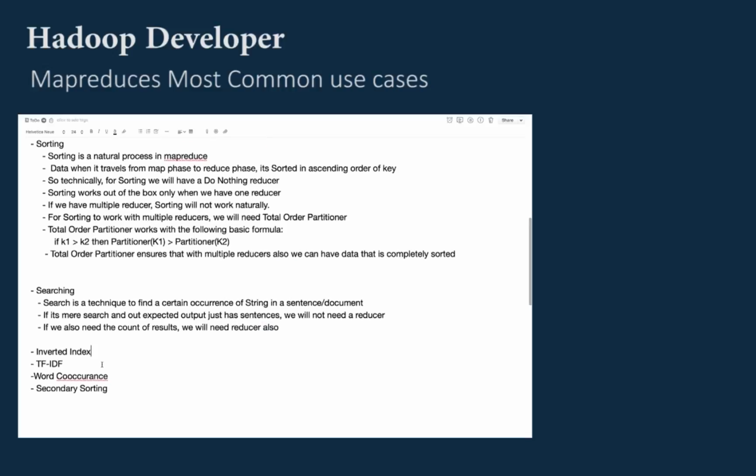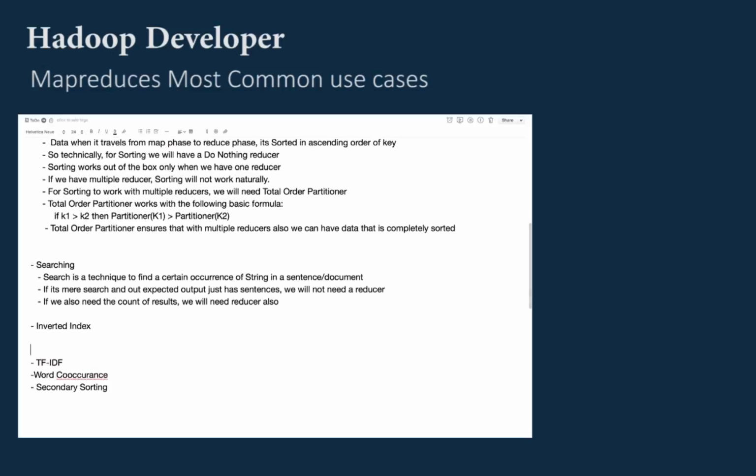So that is how we go about performing search. So what we've seen so far is how you go about performing sorting and how you go about performing search. The third algorithm that we are going to see is called inverted index. Let's understand what exactly inverted index is and how we could achieve this in MapReduce.